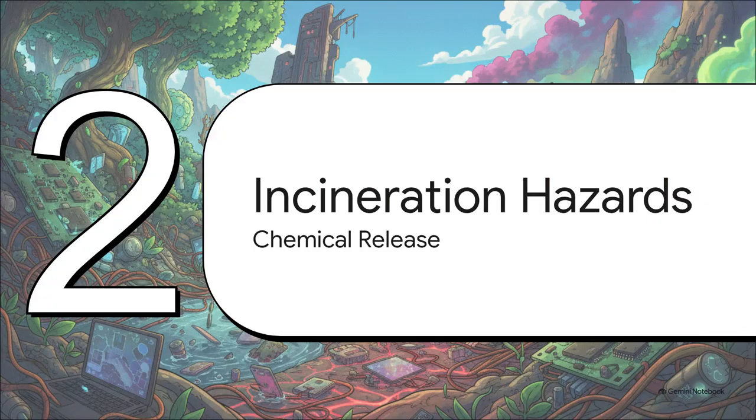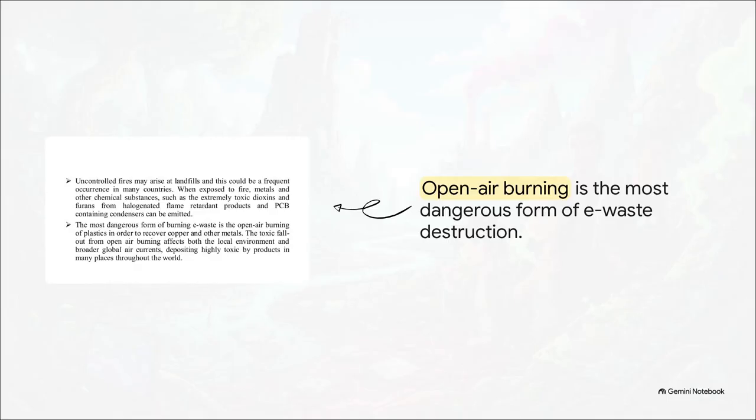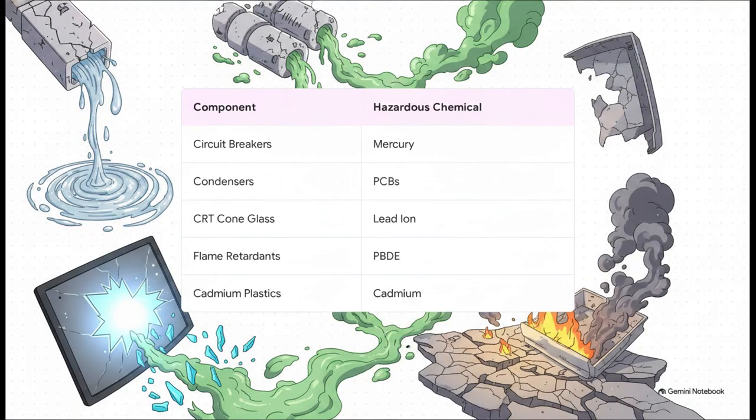That brings us to Section 3, the hazards of incineration, chemical release. Now, there's a really tragic irony we need to talk about here. Uncontrolled fires happen a lot at landfills globally, sure, but the absolute most dangerous practice is the intentional open-air burning of plastics. And why do people do this? Literally just to recover tiny trace amounts of copper and other valuable metals hidden inside the wires. So, for a really small, short-term economic gain, we trigger a massive, devastating release of toxic fallout straight into the local environment.